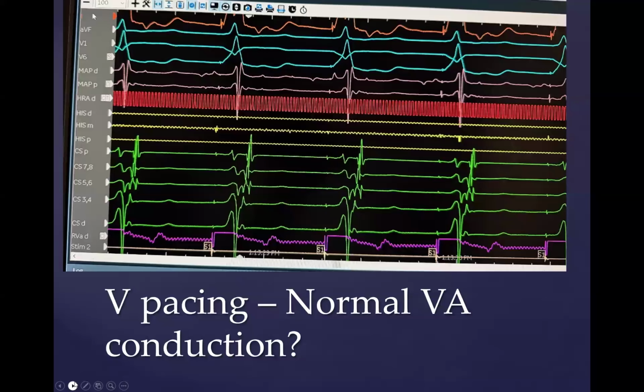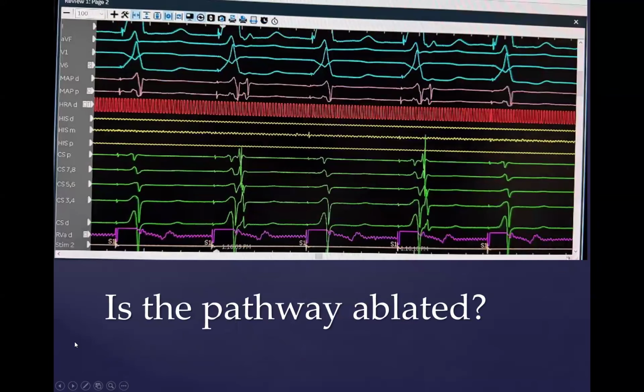All right. So now in this tracing, I'm going to ask, since Dr. Kalis is here, is the pathway ablated? So now we are pacing in the V, and now I'm seeing the earliest A is in CS proximal. Okay, now, let me ask you this. Is there an A after every V in this tracing? There's only an A after, it's like 2 to 1.